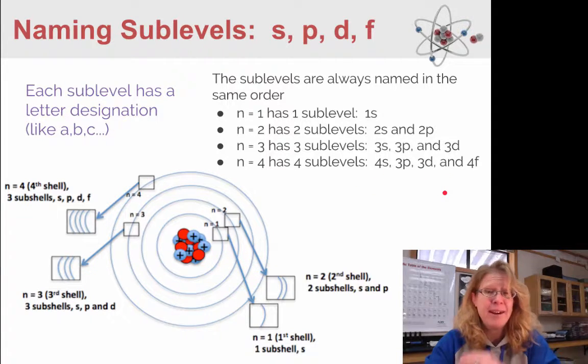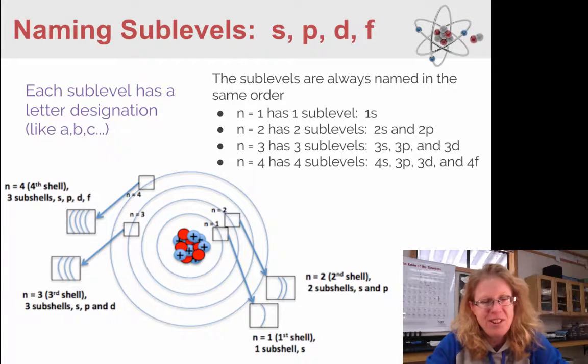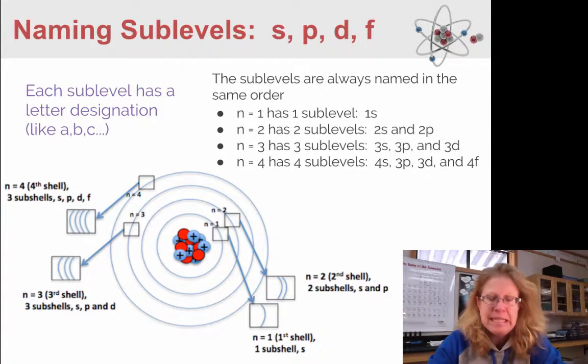And yes, there would actually be higher energy levels as we get up to number 5, 6, and 7, but we don't really talk about those too much, so don't stress about them. So S, P, D, and F in that order. 1S, 2S, 2P, 3S, 3P, 3D, 4S, 4P, 4D, and 4F.